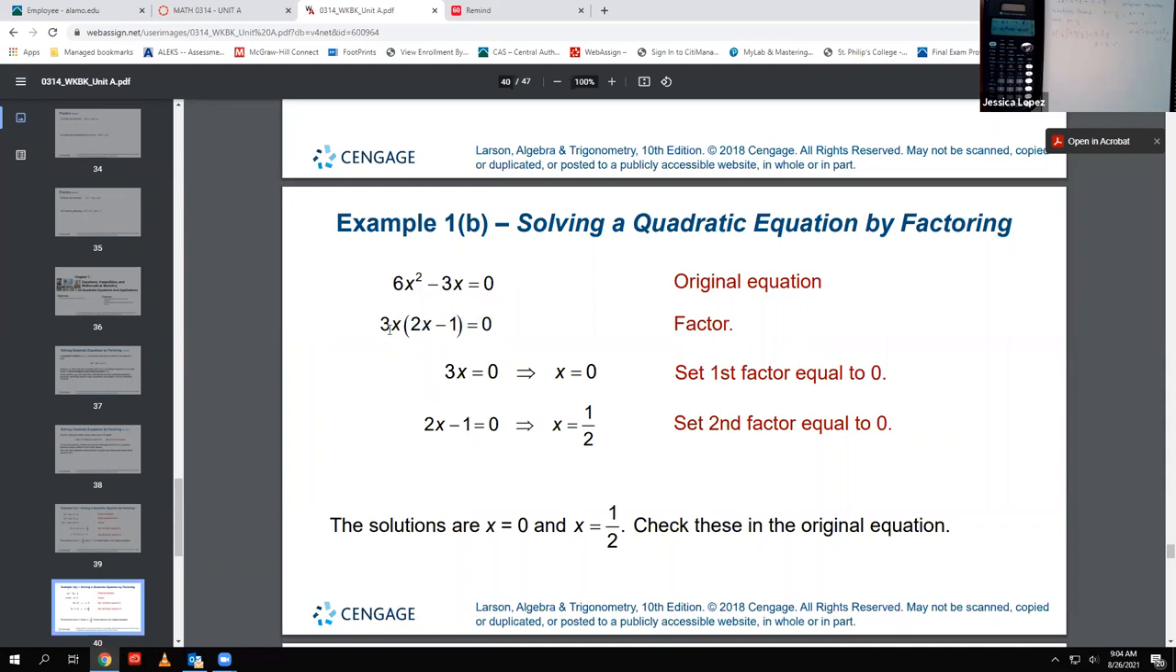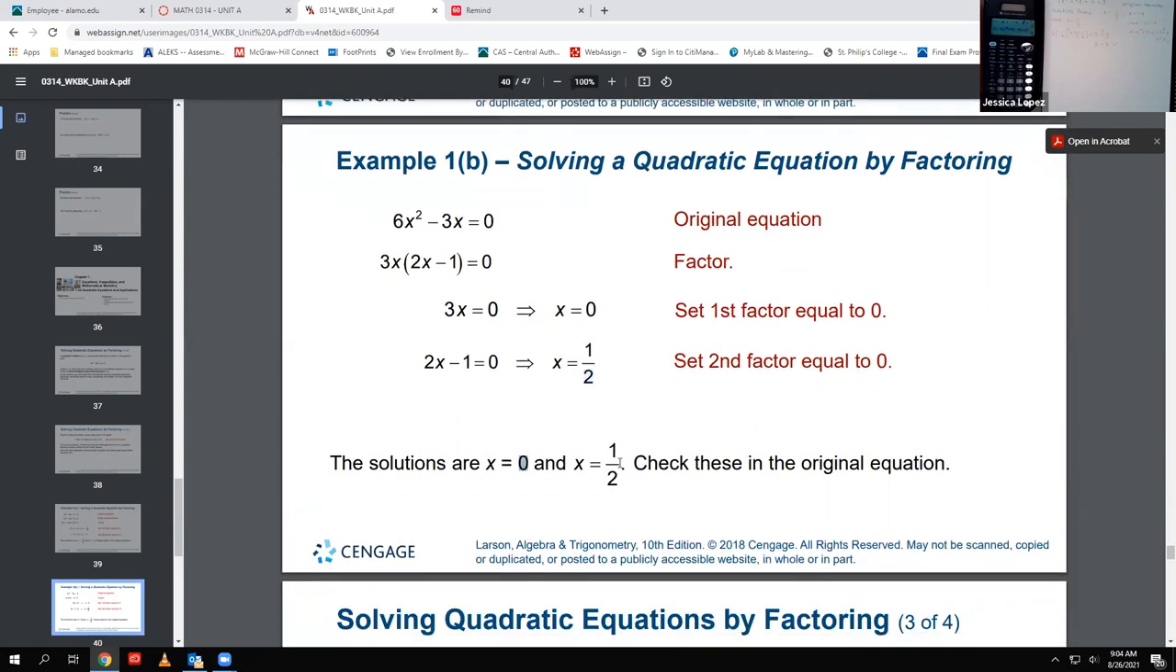And once it's all factored, you set each factor equal to 0. So they've set the 3x equal to 0 and the 2x - 1 equal to 0, okay? When you divide by 3 on both sides of this equation, you do get x equals 0. When you solve this equation, you do get +1/2. So our 2 solutions are 0 and 1/2, okay?